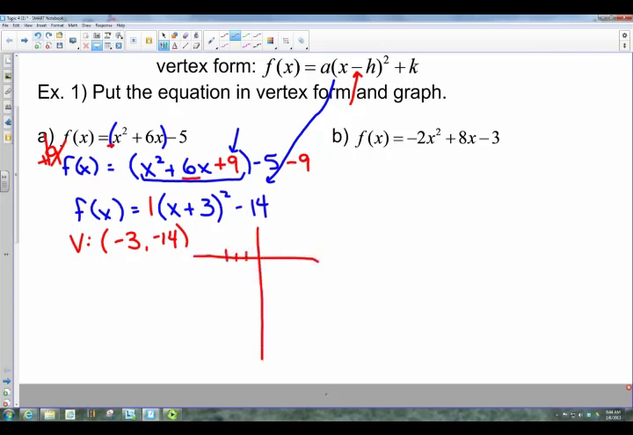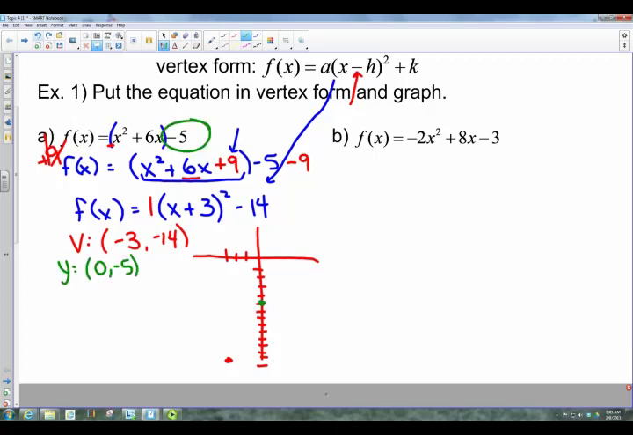So 1, 2, 3, and 1, 2, 3, 4, 5, 6, 7, 8, 9, 10, 11, 12, 13, 14. Okay, that's going to be my negative 14 down there at the bottom of the screen. Now from here I've got a couple options. Since I have the original problem, I know that my c value is negative 5, and if you guys remember, your y-intercept was 0, c, so 0, negative 5. And so I can put the point 0, negative 5 on my graph, and it's right there.